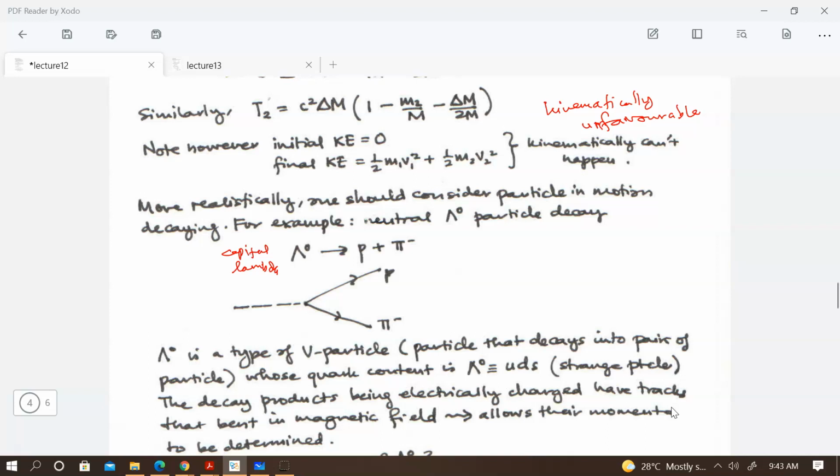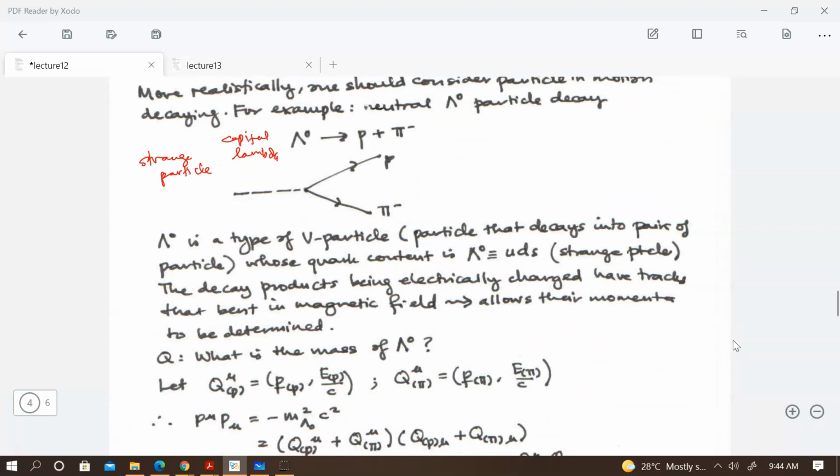What's visible inside your detector are the tracks coming from the charged particles. You see these particles producing tracks inside your particle chamber that look like a V. The initial particle is invisible, which is why your lambda 0 here is called a V particle. Really, this is a composite particle consisting of an up quark, a down quark, and a strange quark, so it's what we call a strange particle in a more modern context.